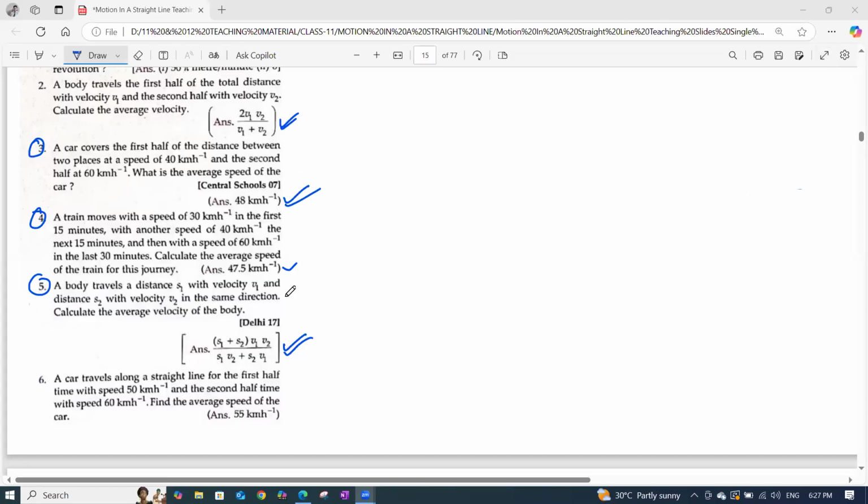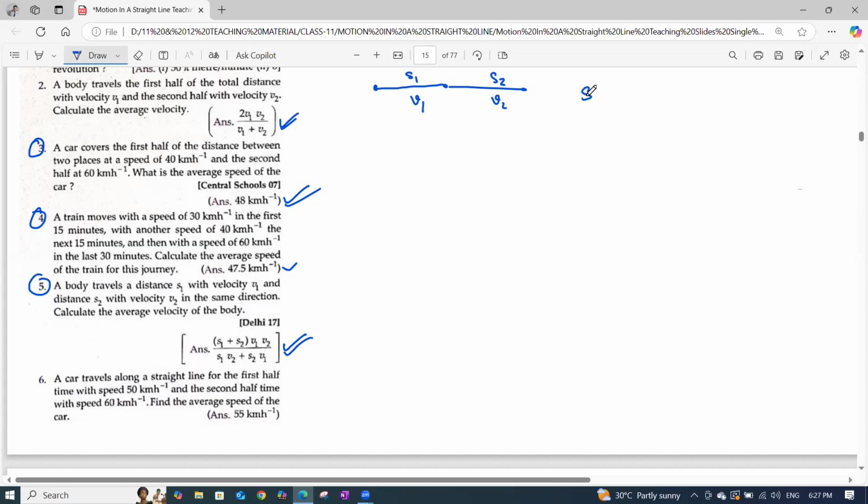So the solution for this is: a body travels distance S1 with velocity V1, and S2 with V2, in the same direction. Calculate the average velocity. Okay, so the body is traveling distance S1 with velocity V1, and it is traveling distance S2 with V2. Average velocity we have to find.